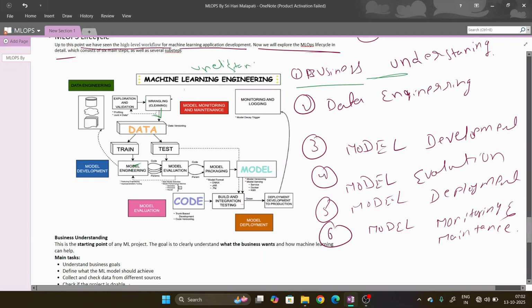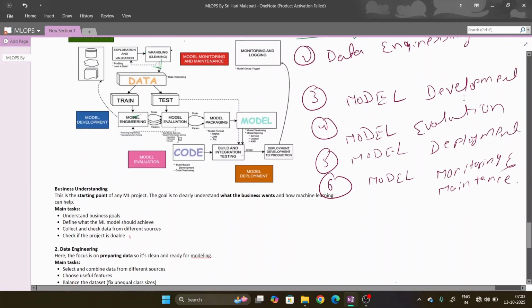Understand the business goal. Then define what the machine learning model should achieve or not. Then collect and check data from different resources. And the fourth one is to check if the project is doable or not. These are all the first phase.